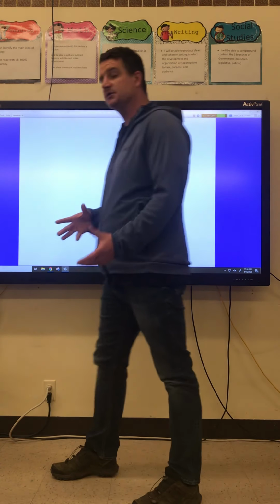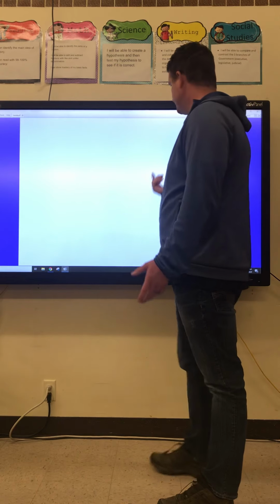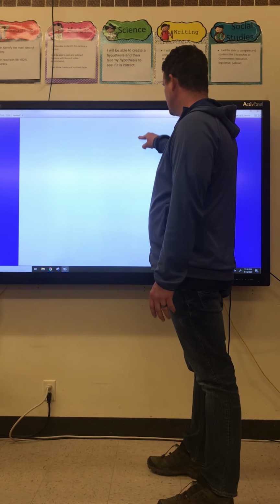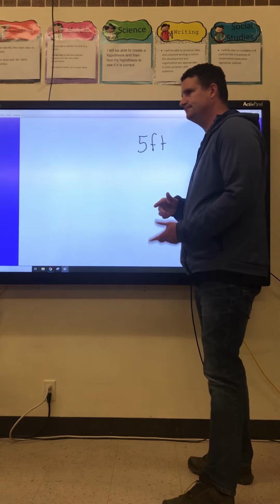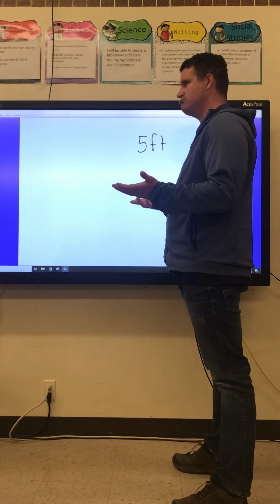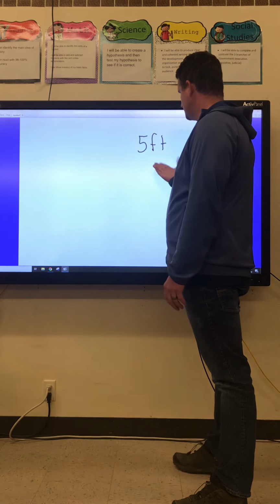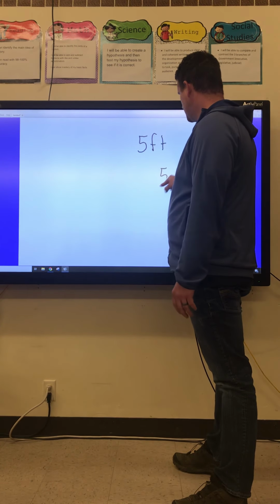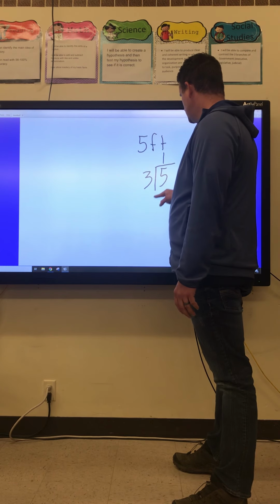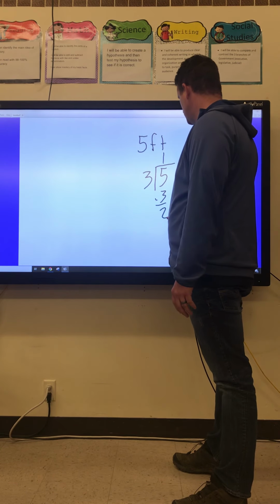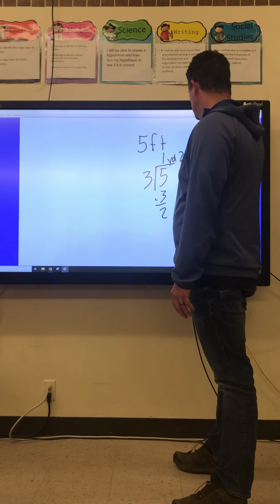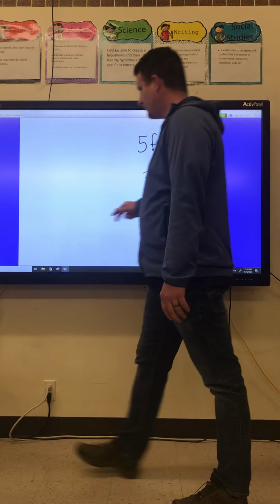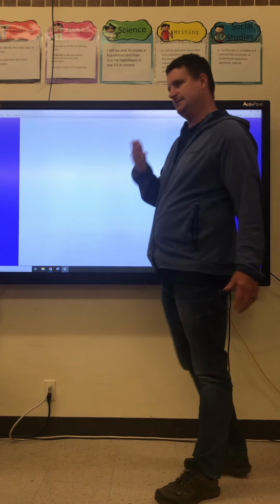It can go the other way too. So I have 5 feet. Well, I want to know how many yards. So 5 divided by 3, I have 1. And then I minus 3, I have 2 here. So I have 1 yard and 2 feet.